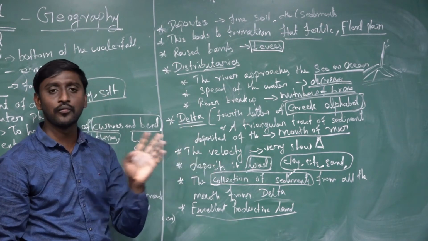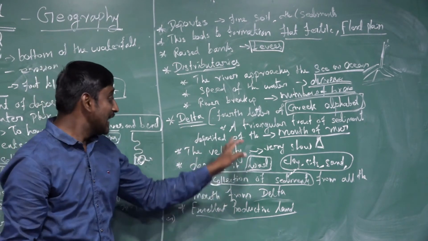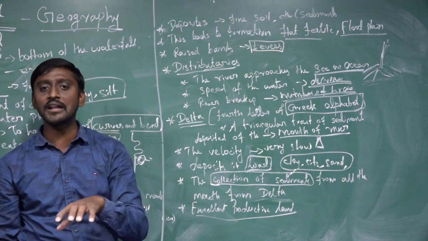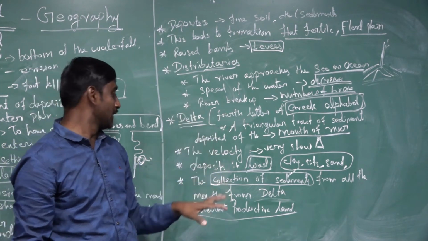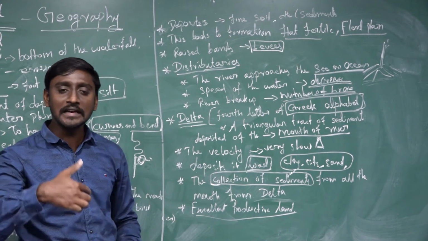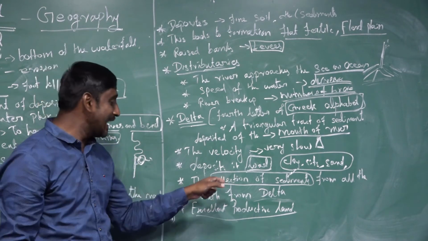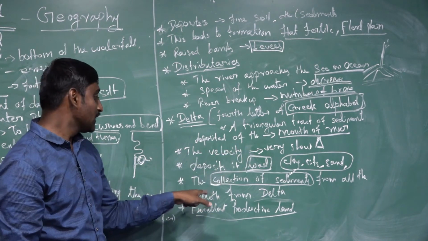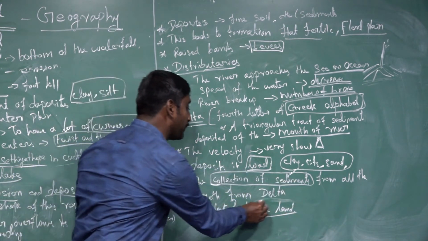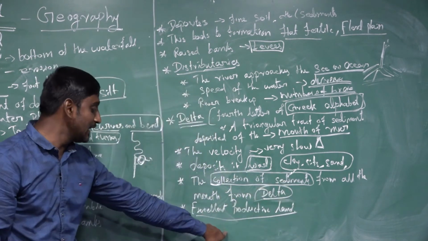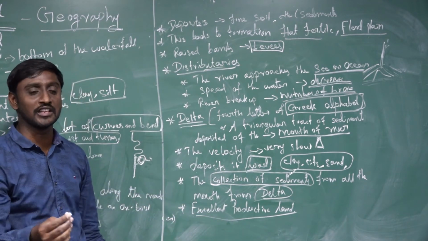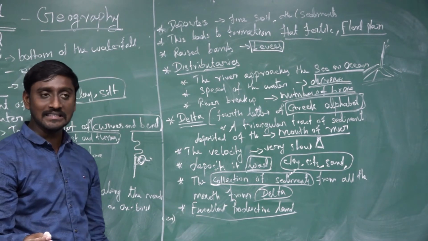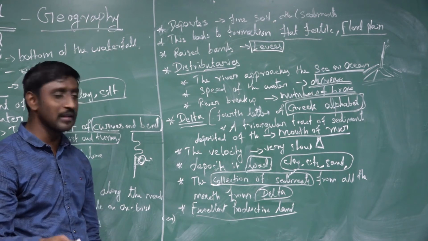Next, delta. Delta is the fourth letter of the Greek alphabet. It is a triangular tract of sediment or deposit in front of the mouth of the river. The velocity of the water is very slow, so the river carries materials and deposits them in these places. The delta land is excellent cultivation land. Examples: the Ganges Delta, the Kaveri Delta and the Mississippi.